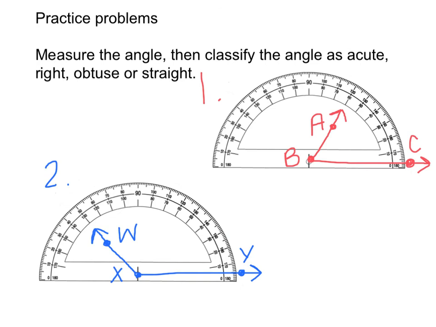Here are your two practice problems. You're going to measure the angle, then classify it as acute, right, obtuse, or straight. Don't forget a word problem or question, and rate your understanding.